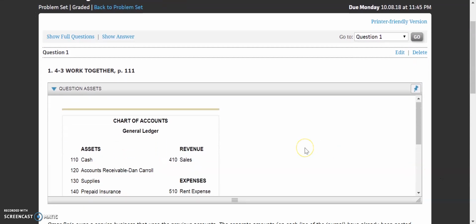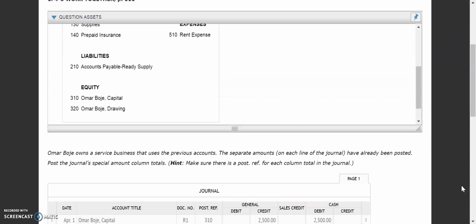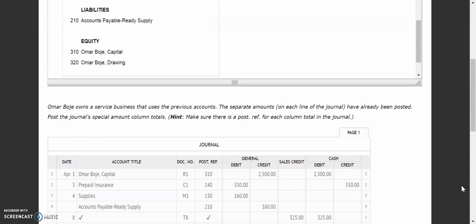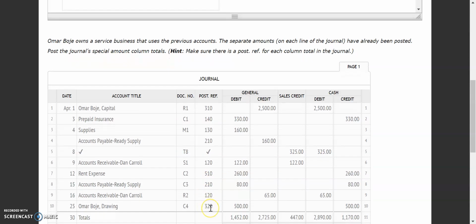We have our same chart of accounts for Omar Boji, and as we scroll down it says Omar Boji owns his service business that used the previous accounts. The separate amounts on each line of the journal have already been posted. That's what we did yesterday. You can see running down the list here that all of the general amount columns have been posted individually. Now it's time for us to post the journal's special amount column totals. Make sure that there is a post reference for each column total in the journal.